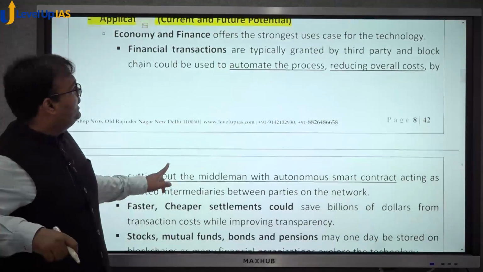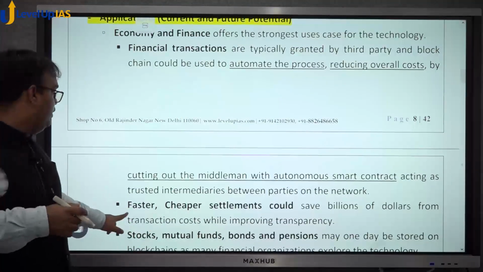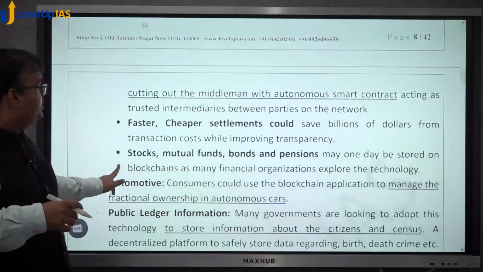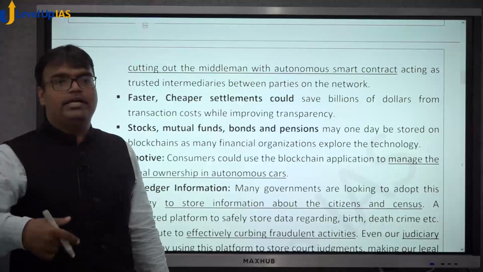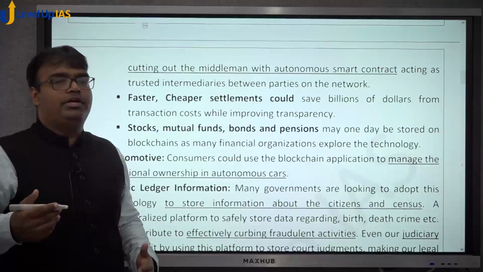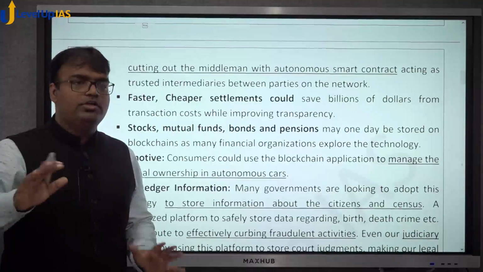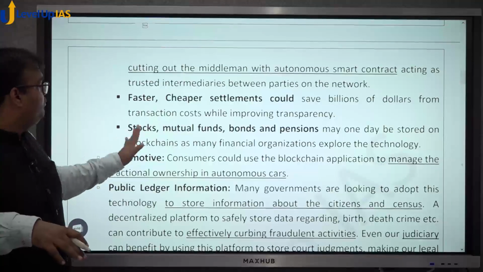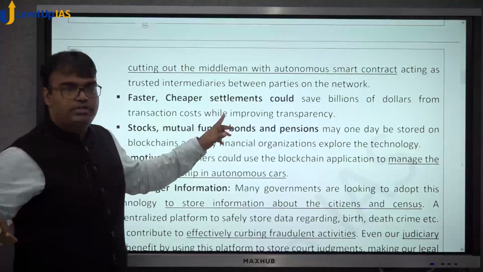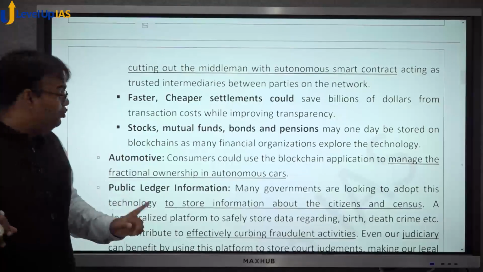Or anything where any transaction is happening, you can use blockchain for it. Now, this mechanism will be faster. It will provide for cheaper settlement. Like right now, when some transactions have to be made, the money goes to the bank, the bank approves, it goes to the other person. Those limitations are there, but those things could be done away with completely. Stocks, mutual funds, bonds, pension funds, everywhere this mechanism could be used.